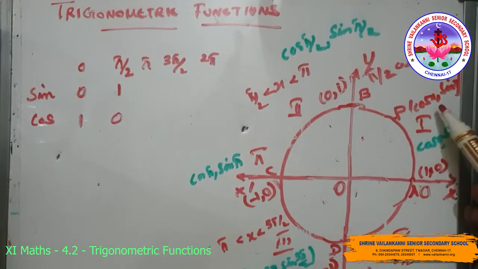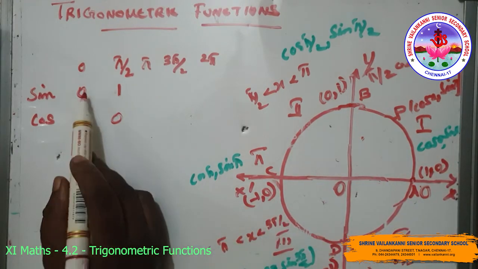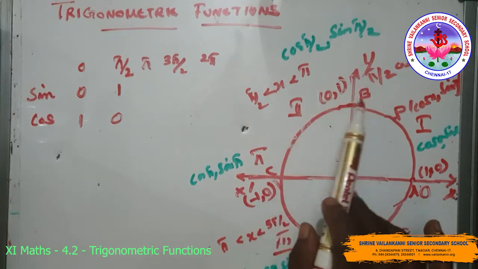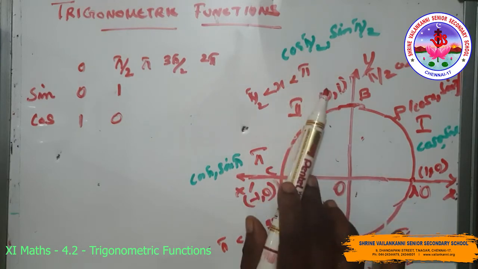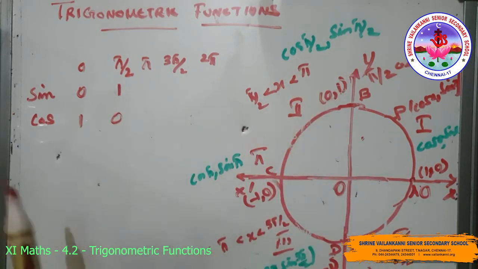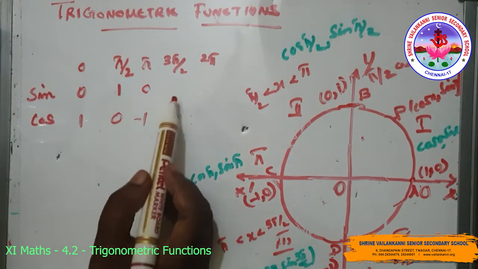Here the coordinates are cos x and sin x. A is 1 comma 0, so cos 0 is 1 and sin 0 is 0. For 0 comma 1, which is pi by 2, cos pi by 2 is 0 and sin pi by 2 is 1. For minus 1 comma 0, cos pi is minus 1 and sin pi is 0. For cos 3 pi by 2 and sin 3 pi by 2, cos 3 pi by 2 is 0 and sin 3 pi by 2 is minus 1.